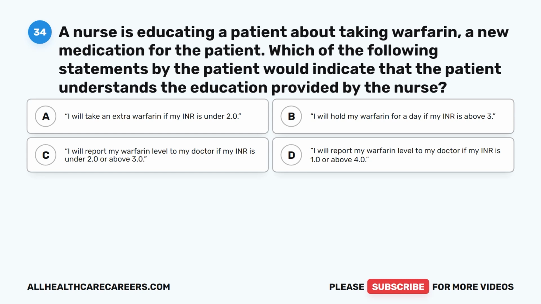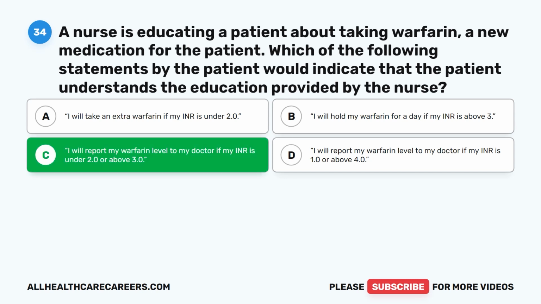Question 34. A nurse is educating a patient about taking warfarin, a new medication for the patient. Which of the following statements by the patient would indicate that the patient understands the education provided by the nurse? A. I will take an extra warfarin if my INR is under 2.0. B. I will hold my warfarin for a day if my INR is above 3. C. I will report my warfarin level to my doctor if my INR is under 2.0 or above 3.0. D. I will report my warfarin level to my doctor if my INR is 1.0 or above 4.0. The correct answer is C.